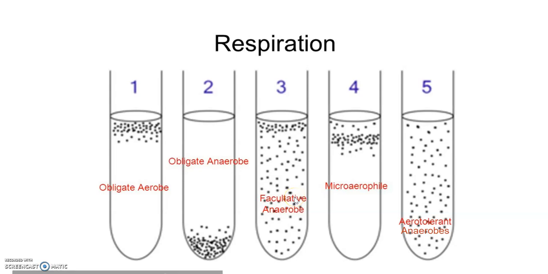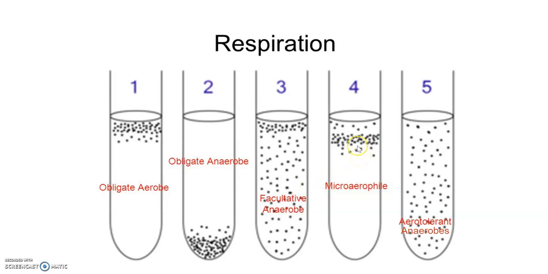Facultative anaerobes are bacteria that prefer oxygen but can use anaerobic respiration when they have to. Although it's not a bacteria, yeast are facultative anaerobes. Yeast are fungus, but they're the same way. They prefer that aerobic respiration. They make more ATP, but they'll use this other method if they have to.